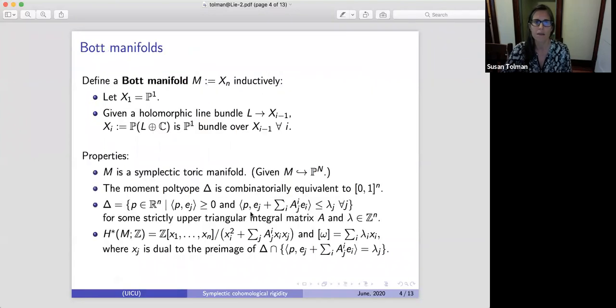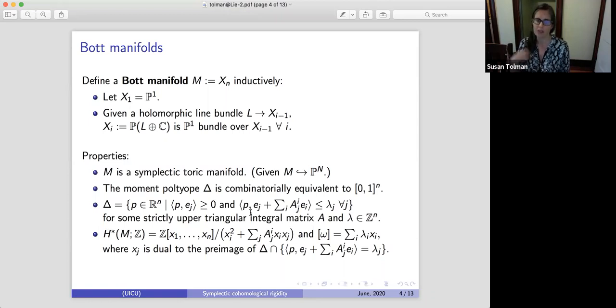Those are Hirzebruch surfaces, and then we can generalize those to Bott manifolds. We just keep on going, basically. We define a Bott manifold, M, which is going to be the Xn-th inductively. You start with X1 is just going to be a copy of P1. And once you've constructed X_{i-1}, you take any holomorphic line bundle, L over it, and then you add a trivial line bundle. Now you have a C2 bundle over it. You projectivize that, and you get a P1 bundle over X_{i-1}.